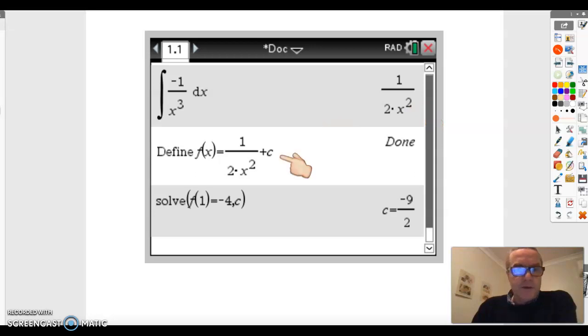So we could define our function as being 1 over 2x squared plus c. You can see we define the function. When we substitute the coordinates and solve for c, what we're saying is that f of 1 is equal to negative 4 because it passes through the coordinates 1, negative 4, and we would like the calculator to solve for c in this equation, and there's our constant of integration, negative 9 over 2, which we could then write as our antiderivative.